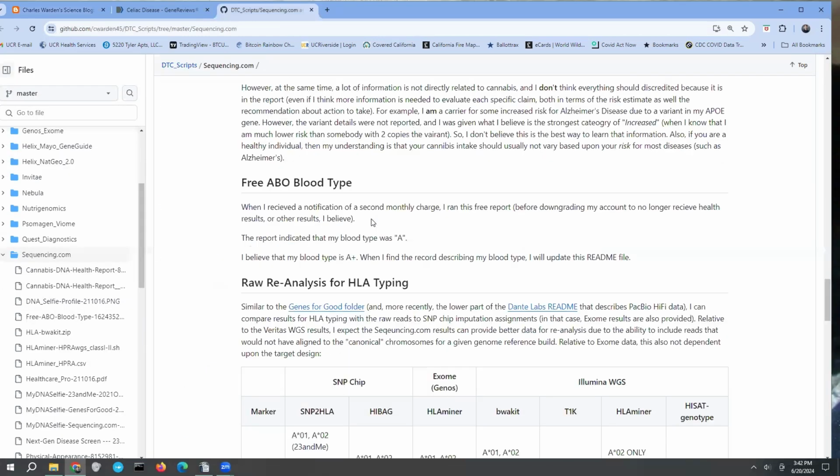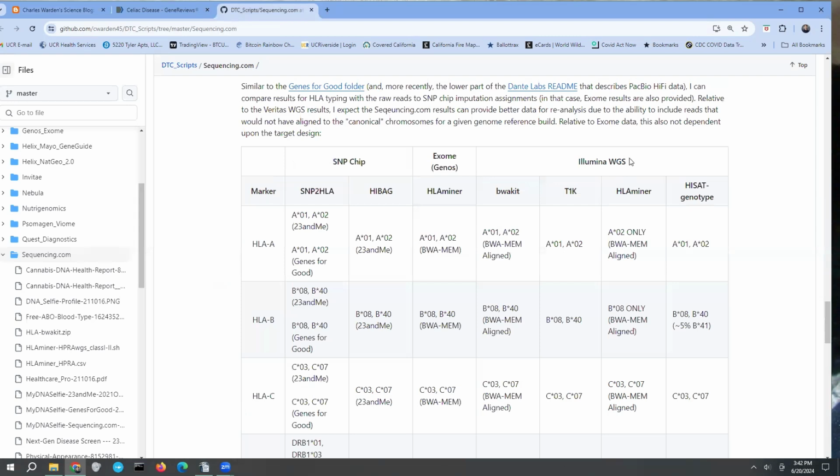So if we look at Illumina whole genome sequencing data, and if anyone's looked at my data, they may have noticed I've had Illumina whole genome sequence data for a while, but I got sequencing.com data because I wanted to be able to have unaligned reads.